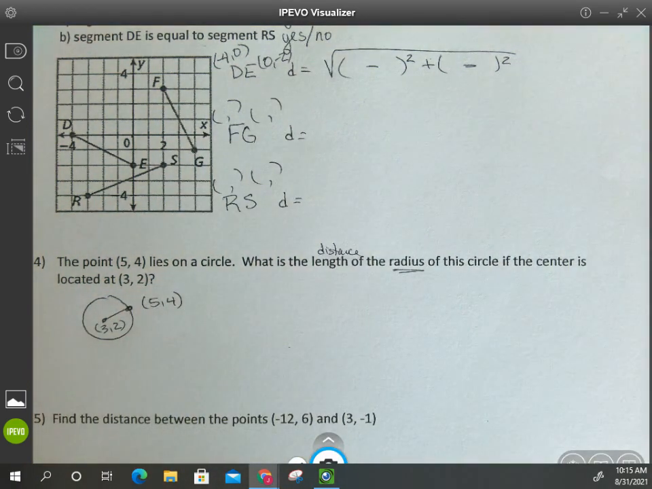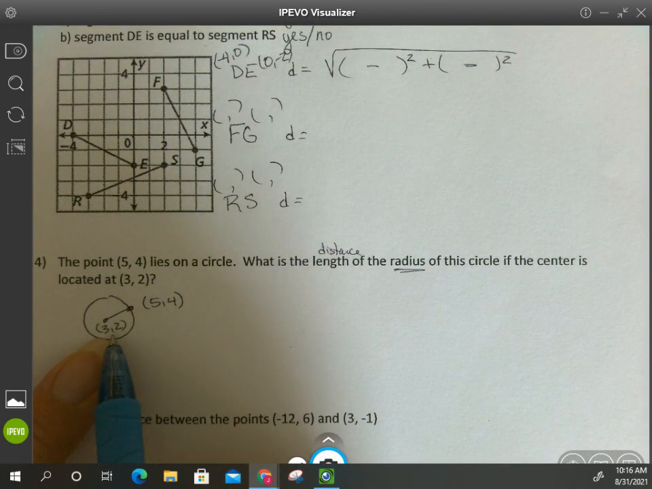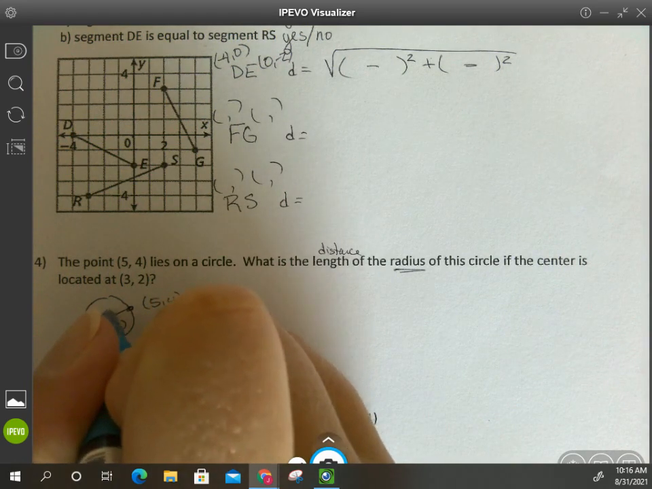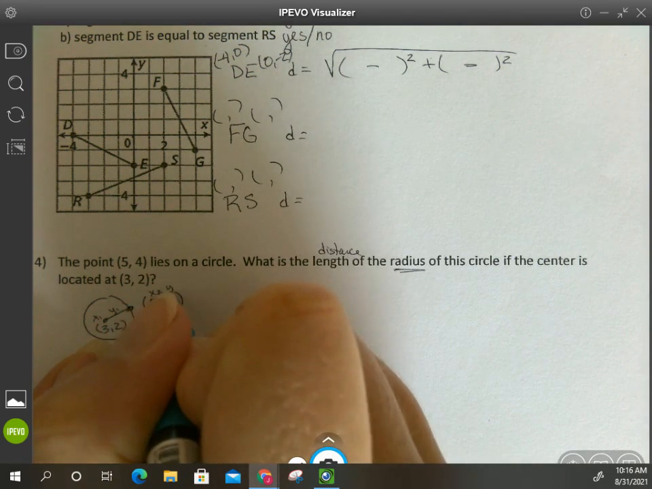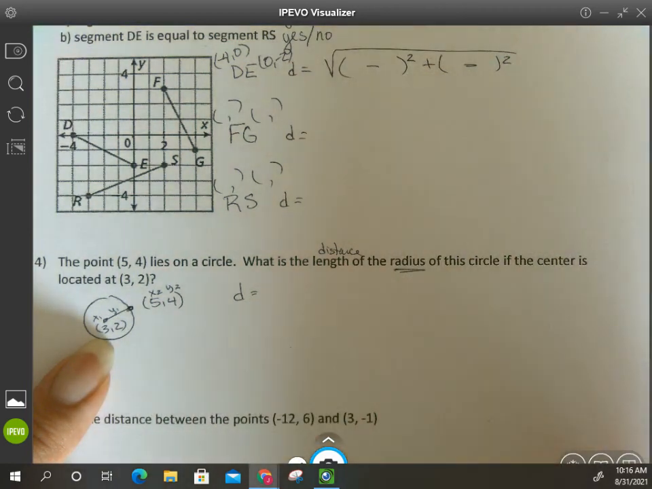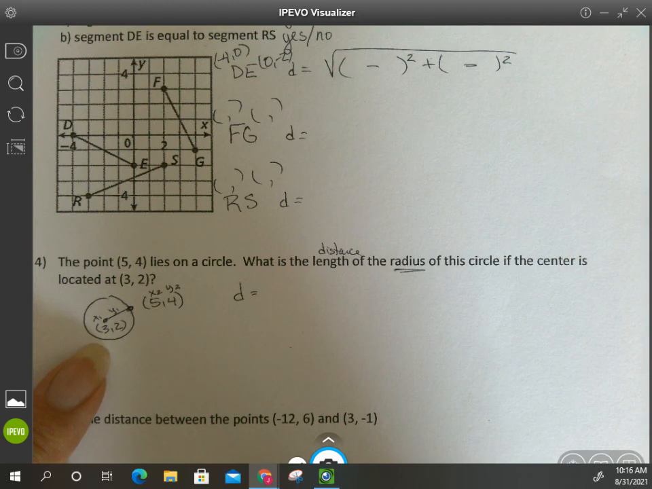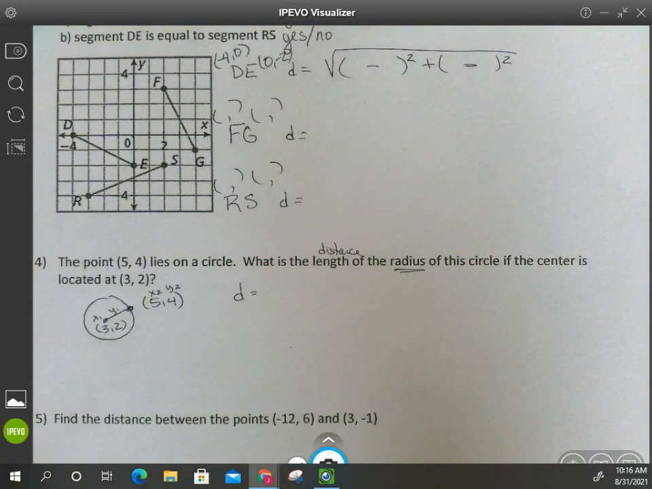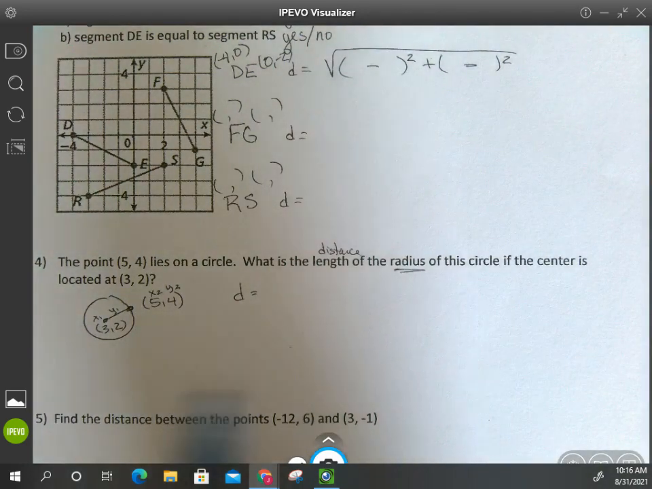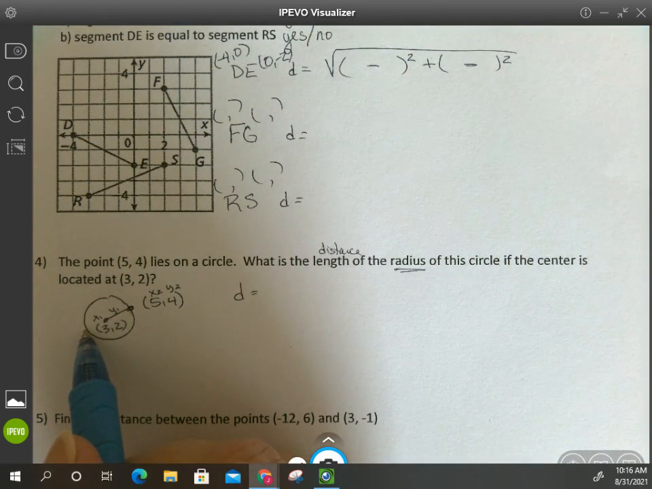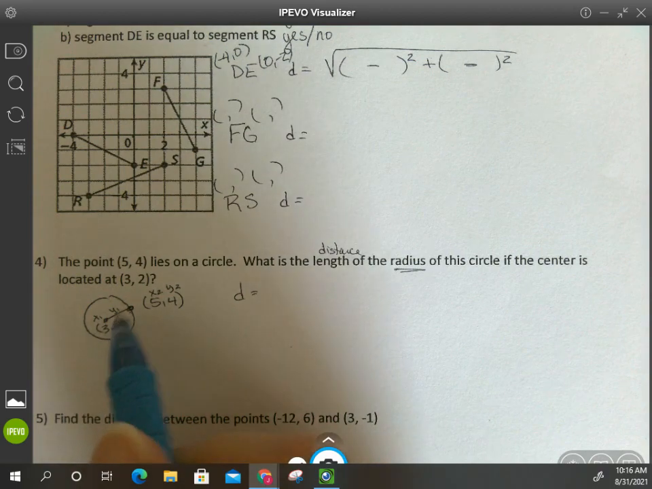It doesn't matter that these points aren't right for a coordinate grid. It just matters that I have a visual. So this is like my x1, y1, and this is like my x2, y2. And again, I want to find the distance because the radius goes from the center to the edge of the circle. What if they asked for the diameter? Do you remember the relationship between the radius and the diameter? Well, the radius goes from the center to the edge. The diameter goes from edge through the center to the other edge. So the diameter is double the radius. Okay?